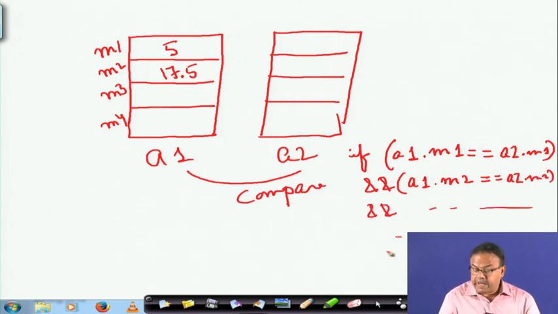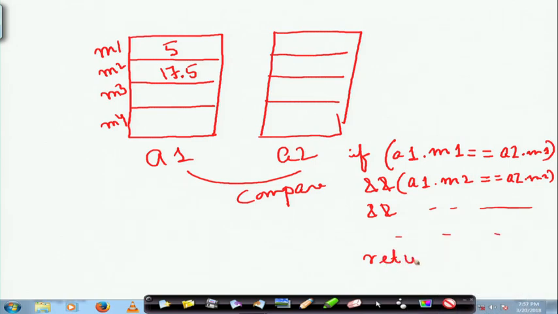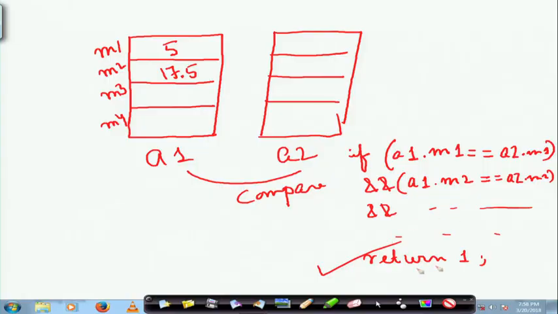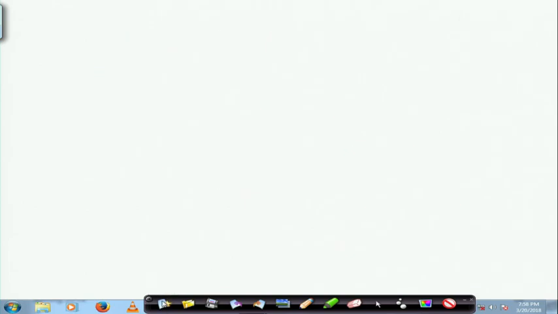If they are, then return 1. That could be my function. That means if all these are matching, then only I will say that they have been compared to be the same. Otherwise, it will return false. So, here else return false. So, you have to write it nicely. You can take it up as an assignment.